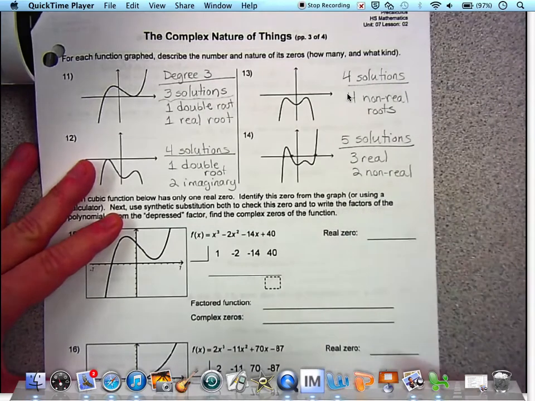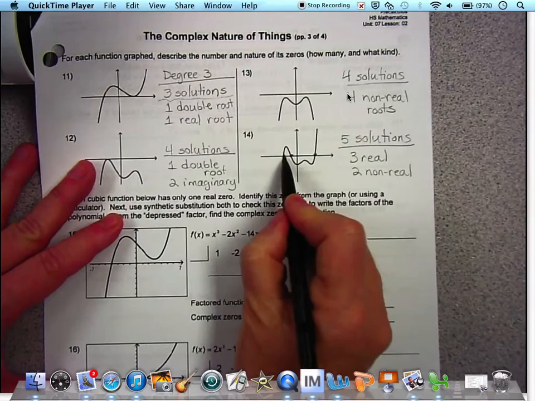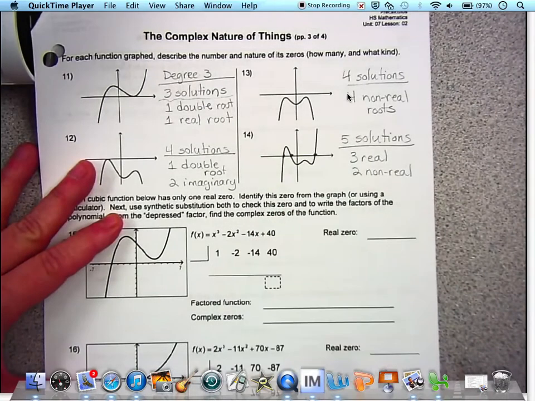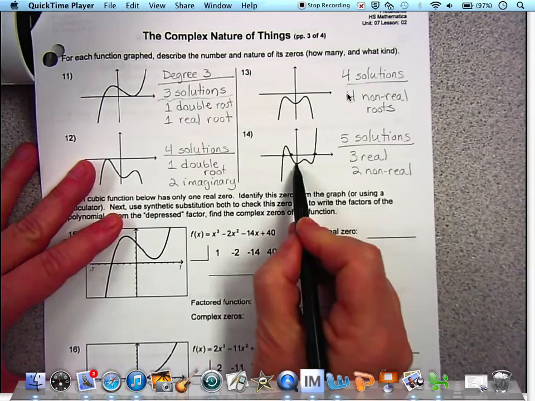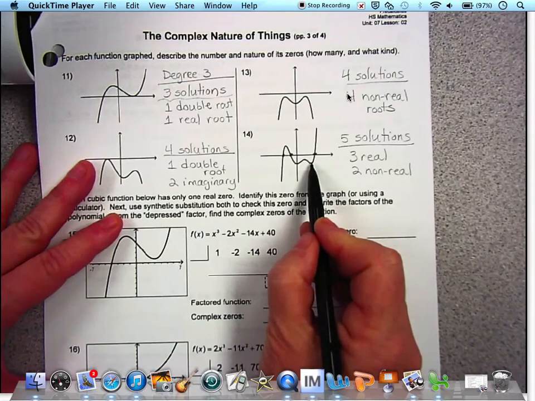Wait, where are the 3? Right here, they touch the x-axis. I feel like there's 3 non-real. I know you think that because there's 3 bends right here, but the number of bends does not determine how many real answers or non-real answers there are.